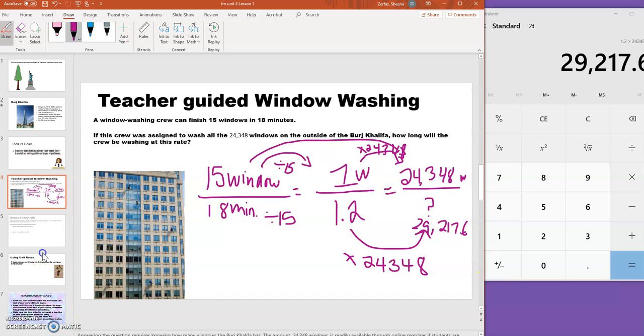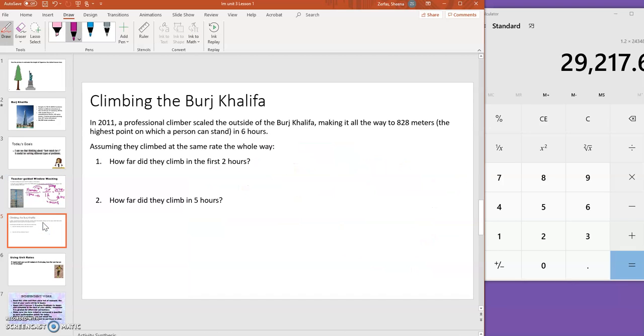Let's see another similar question. In 2011, a professional climber scaled the outside of the Burj Khalifa, making it all the way 828 meters in 6 hours. Assuming that they are climbing at the same rate the whole way, we're going to figure out how far they climbed in 2 hours, and then in part 2, how long they climbed in 5.